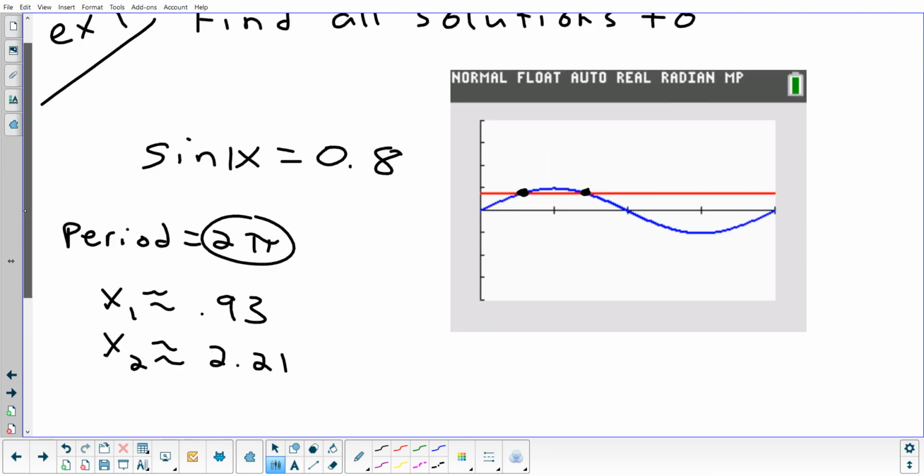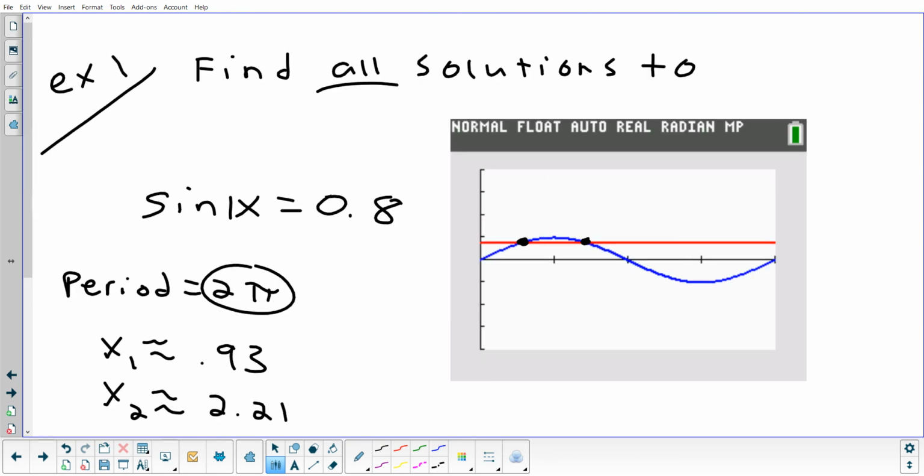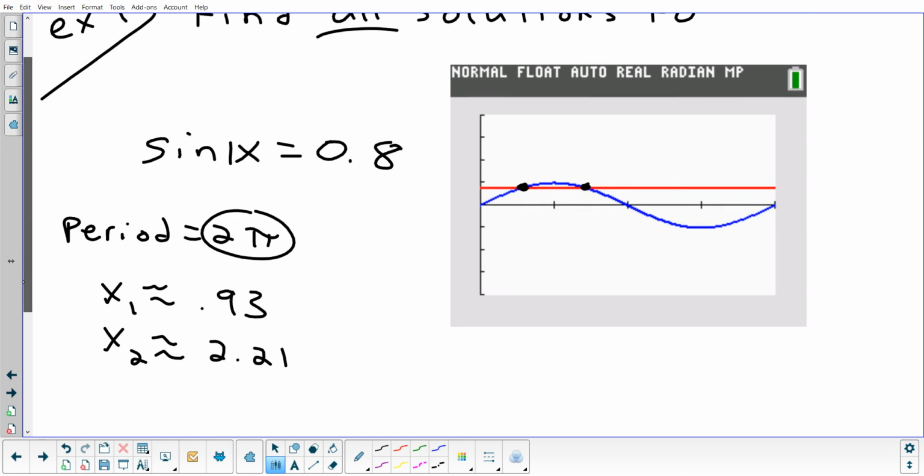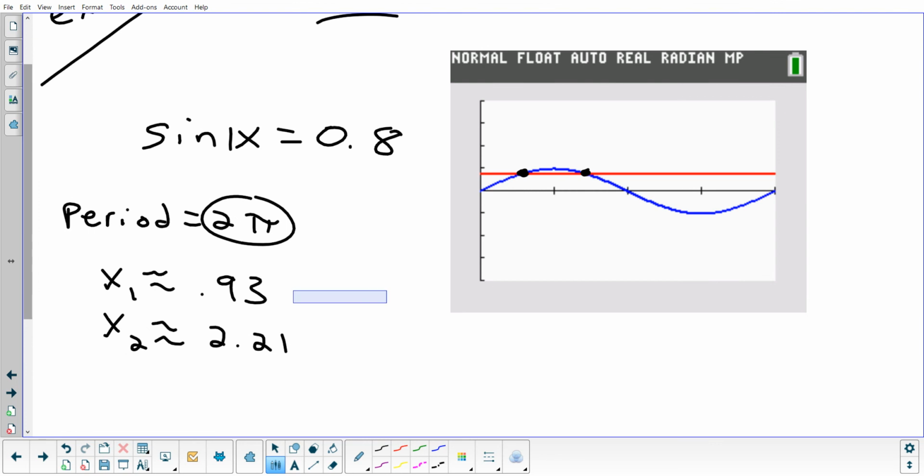If you stop there, you haven't done that. You found two solutions, not all solutions. So what do I put on the end of each one of those to represent that answer repeating every cycle? Yeah. Plus 2 pi n.